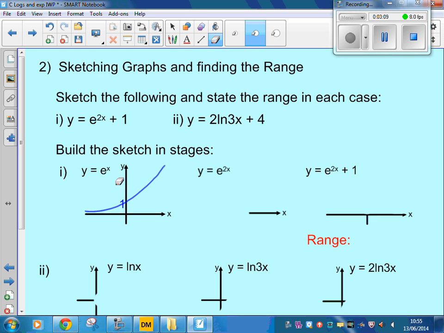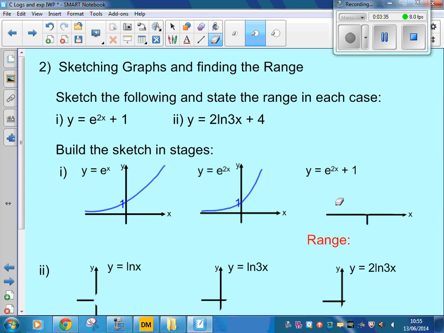The next one, we've changed x into 2x, and so that is a stretch, scale factor a half, in the x direction. So all that's happening is that this is coming in to halfway and halfway like that. So actually the sketch is going to look the same, and to all intents and purposes it's still cutting at 1. When we now do y equals e to the 2x plus 1, it all moves up 1.